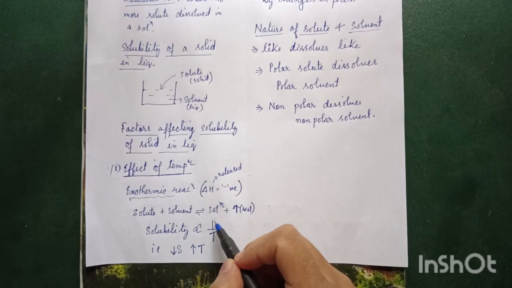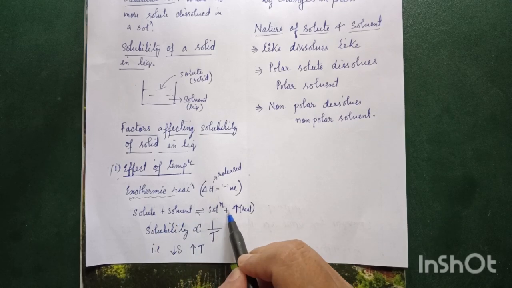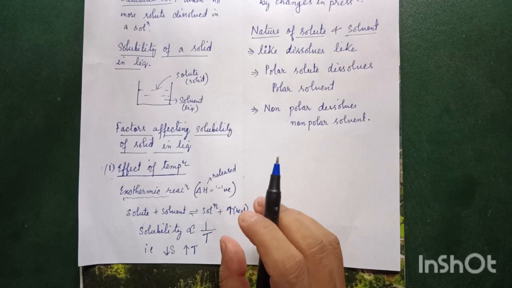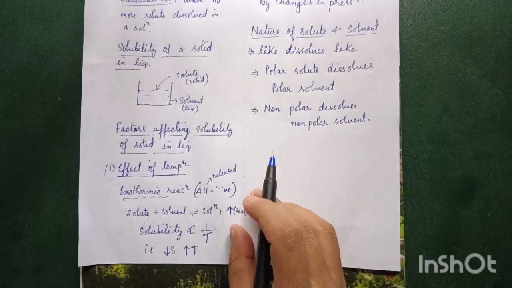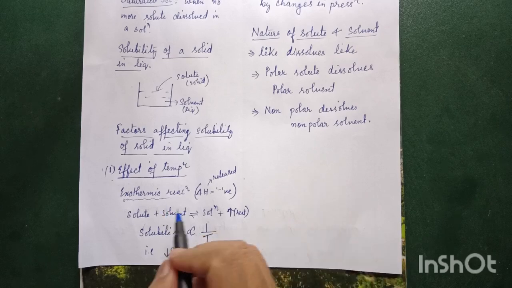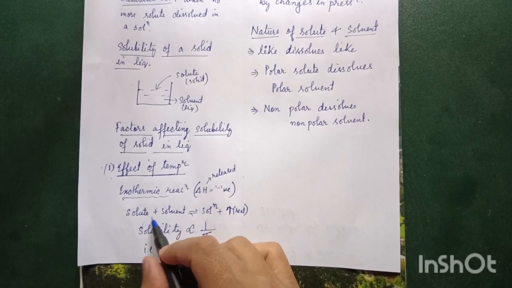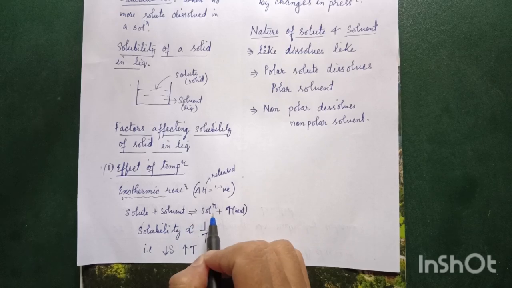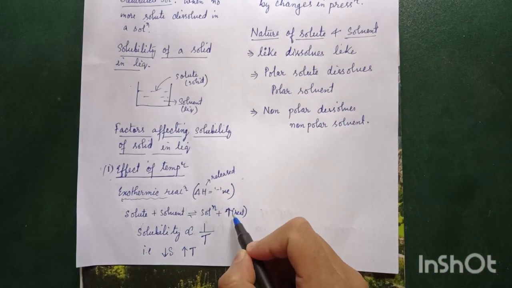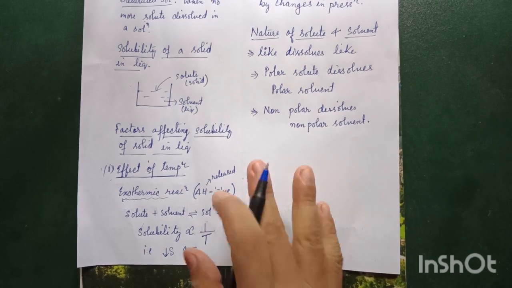Or we can apply the Le Chatelier principle here. Suppose solute plus solvent gives solution, and heat is released. We are going to increase the temperature. That means the maximum amount of heat is on the product side. So the system will always try to maintain the equilibrium by going towards the backward direction. Backward means solute plus solvent, not solution. So with the increase of temperature, if the reaction is exothermic, solubility will decrease.